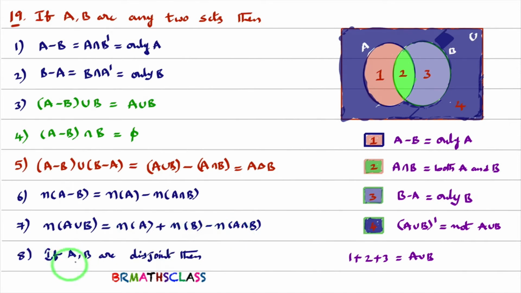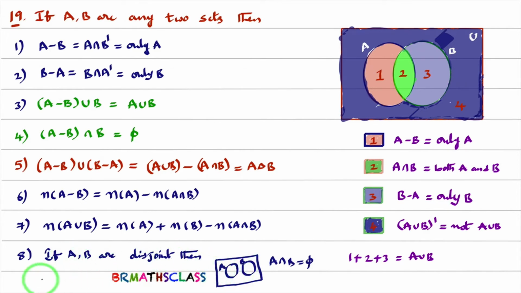You observe here, if A, B are disjoint, when we say two sets are disjoint, if their intersection is the null set, then we say that they are disjoint. If you want to show this in a Venn diagram, disjoint sets mean there is no common element in set A and set B. The sets will be like this. They won't intersect, because if the sets are disjoint, their intersection is the null set. There is no element common in A and B.